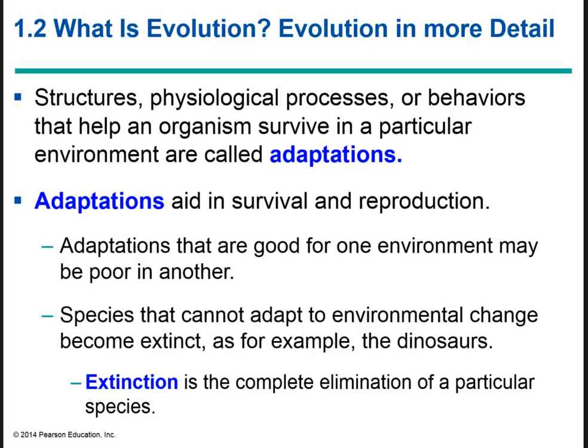Structures, physiological processes, or behaviors that help an organism survive in a particular environment are called adaptations. Adaptations aid in survival and reproduction. Adaptations that are good for one environment may be poor in another. Species that cannot adapt to environmental change become extinct. An example of this is the dinosaurs. Extinction is the complete elimination of a particular species.